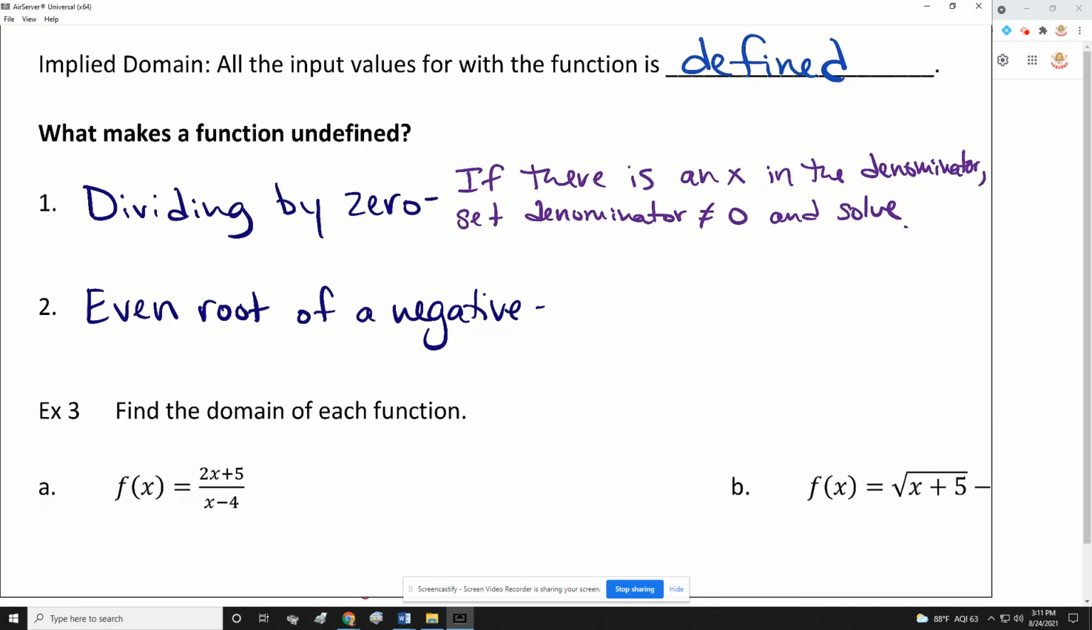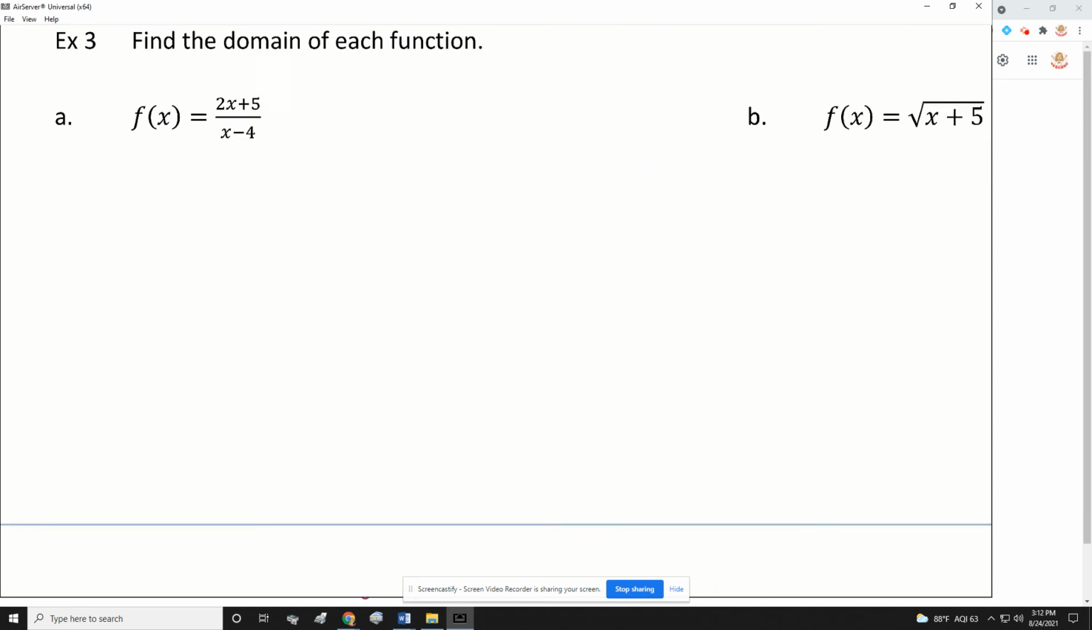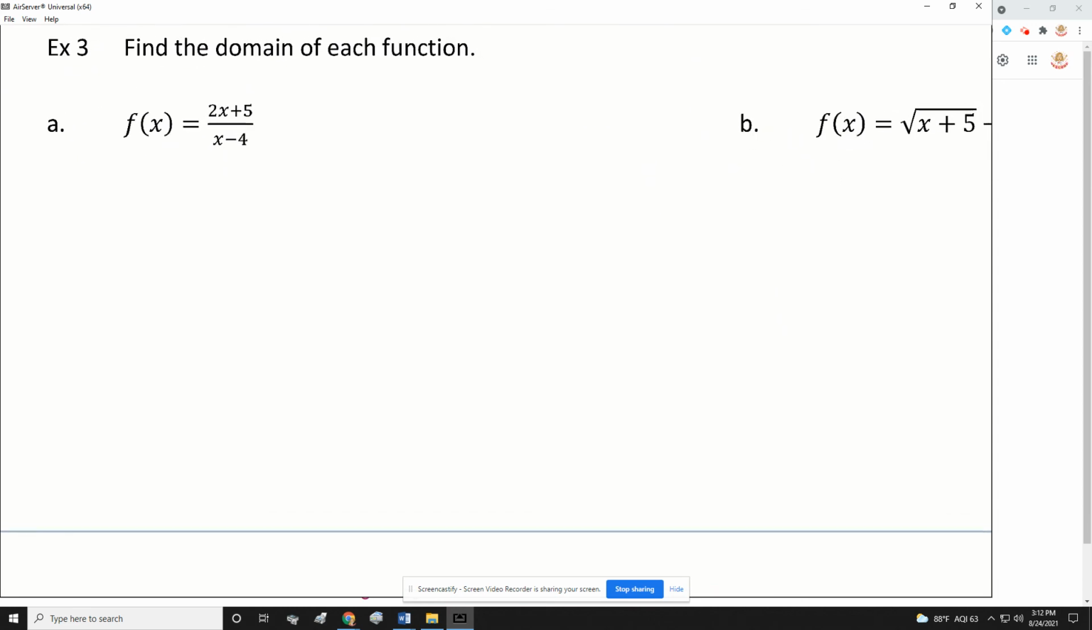All right, and you might be able to just solve this in your head. It's fine if you can, but I'm just going to go ahead and do it the same way every time. So I do have this denominator that has an x. So what I would say is that whole denominator is not equal to 0, and then solve it for x. So that would mean that x does not equal 4. That's one way you could describe your domain.